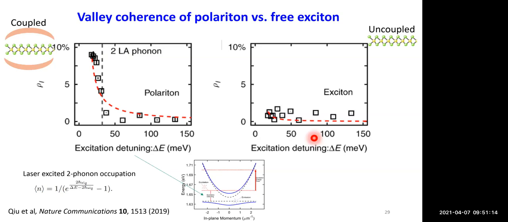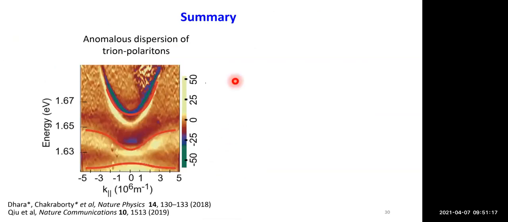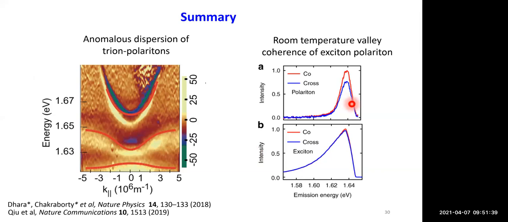So I think, okay, with that, we come to the summary. So what we have seen is that integrating excitons in 2D TMDC semiconductors with a microcavity can basically lead to this anomalous dispersion of your trion-polariton branch, and that is due to an electron-mediated attraction of the polariton branches. And we have also seen the possibility of preserving the room temperature valley coherence for exciton-polaritons, which is otherwise not observed for excitons in uncoupled monolayers.